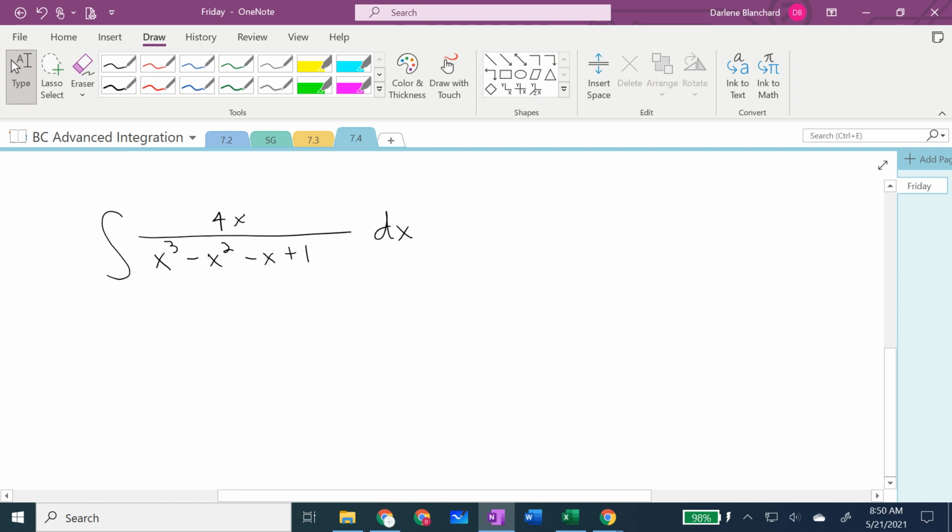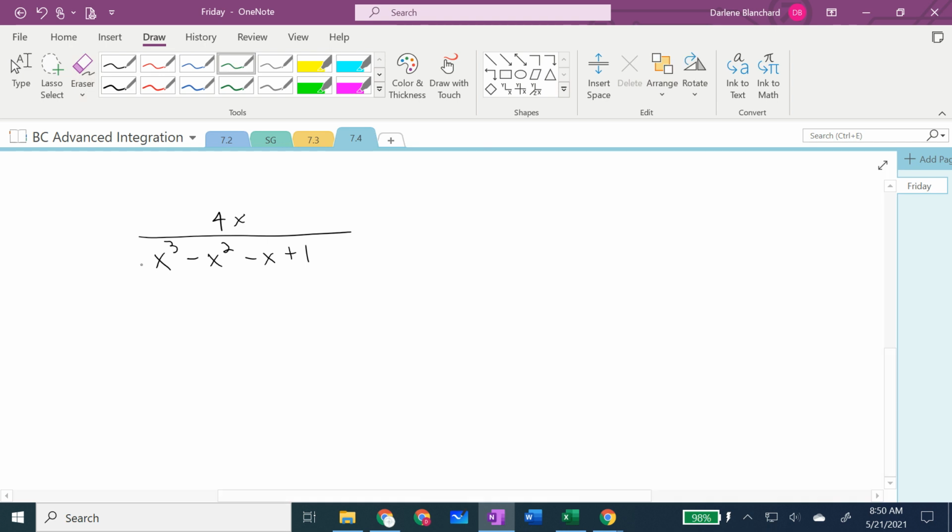Now, we need to break this down. We can't just do a u substitution. If you notice you have a polynomial over a polynomial and u substitution isn't going to work, start looking at the denominator. Can you factor the denominator? I'm going to take the integral out of the way.